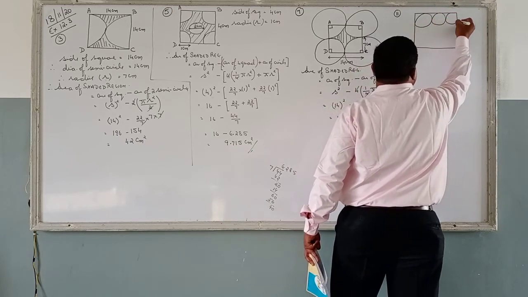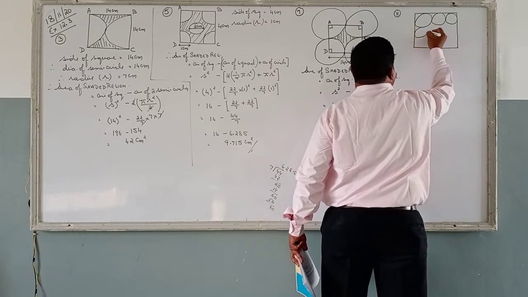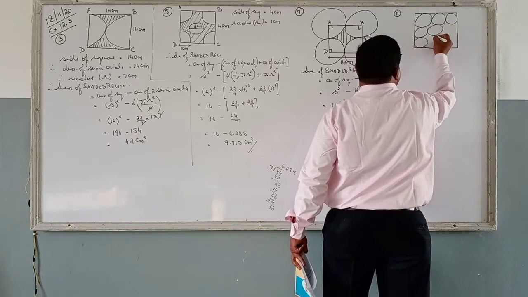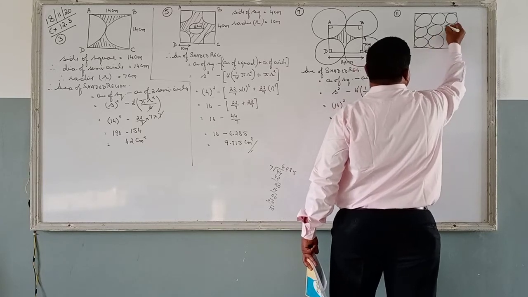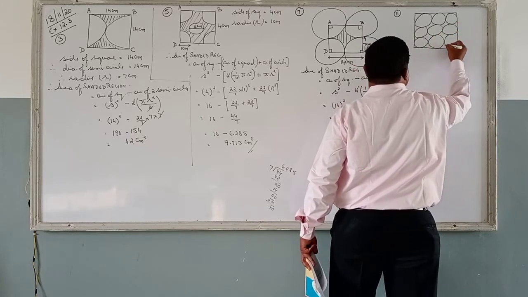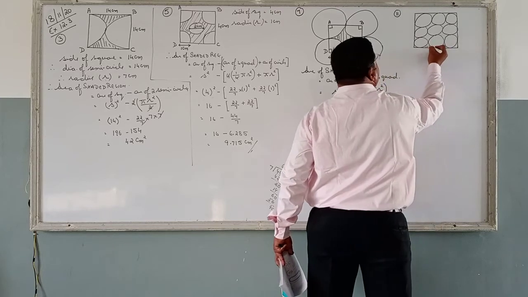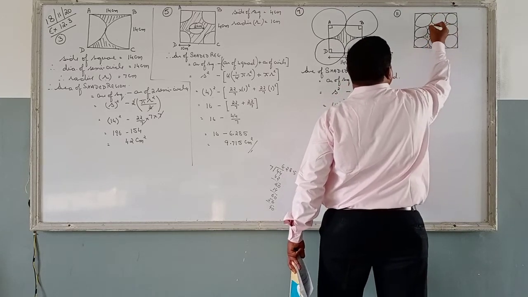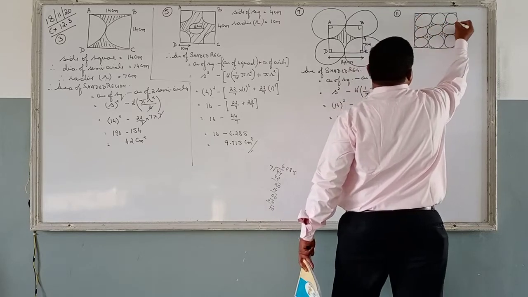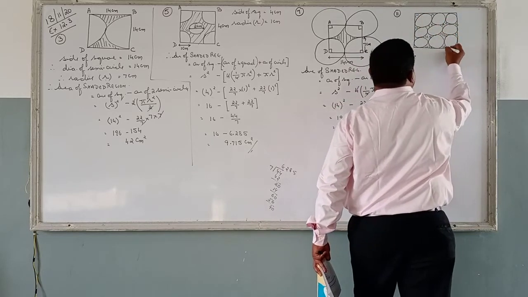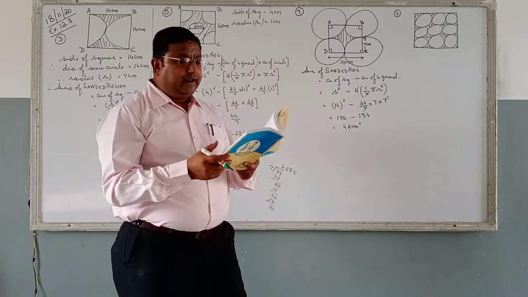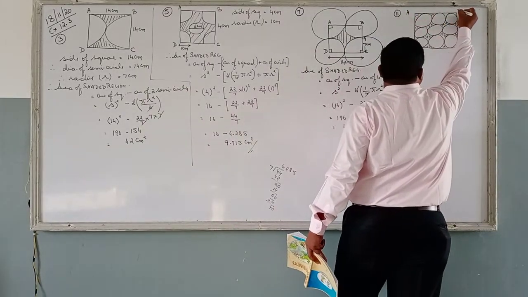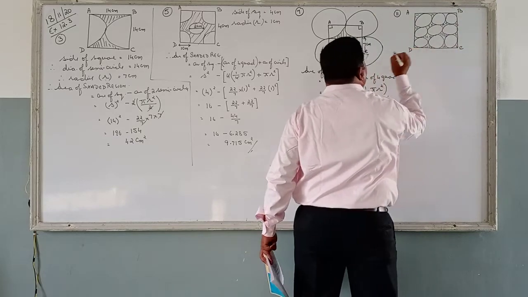2, 3, 4, 5, 6, 7, 8 and 9. Can you see these spaces in between? How many circles are there? Each of them is a circle. My circles are not exact in shape, but when you look at the figure, it is exactly in shape. Figure is A, B, C, D.